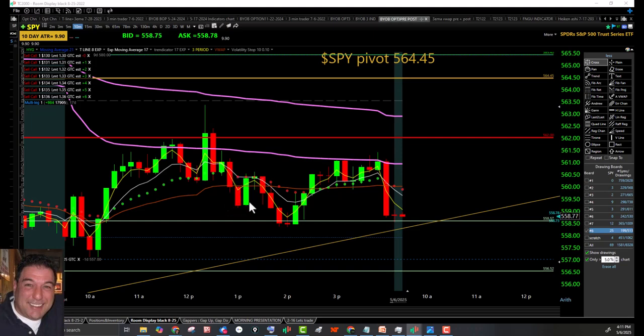Okay, let's look for the rubber band candle. There's the spike candle. There's the rubber band candle. Where does it go? Nowhere. All right, it was a trash day. Okay, now we're back up.